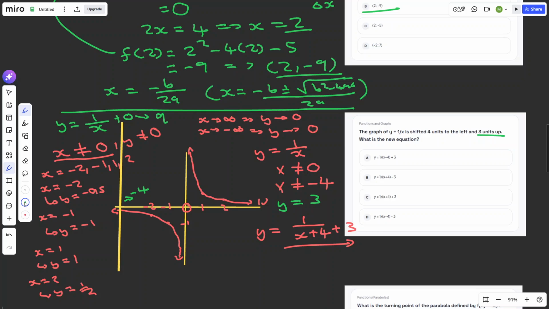Okay, so we understand what the shape looks like. So all we have to do is just shift it. So it will look something like this.